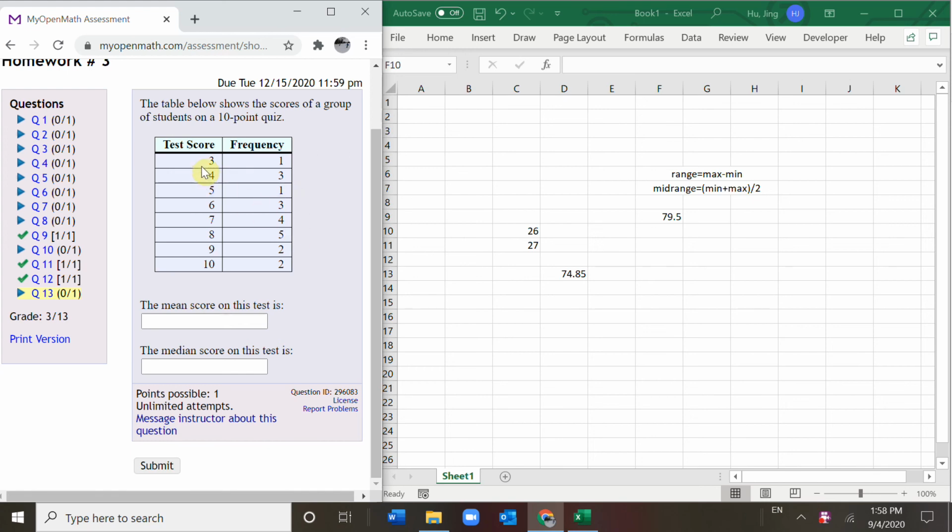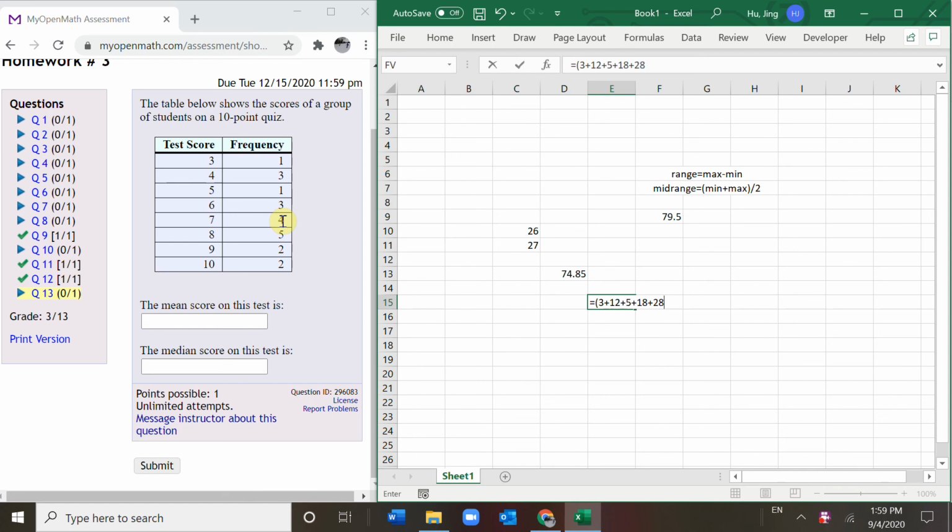And number 13, the mean score on the test. Only one student gets score 3, 3 students get 4. So this times this plus this times this, right? All added together. So 3 times 1 is 3 plus here 4 times 3, 12, plus here is 5 times 1 plus 6 times 3 is 18, plus here 7 times 4 is 28, then here is 40 plus 18 plus 20. Then divided by the number of students. So this 1 plus 3 plus 1, 5. Here is total 17, then plus 4 is 21. So it doesn't say rounding.